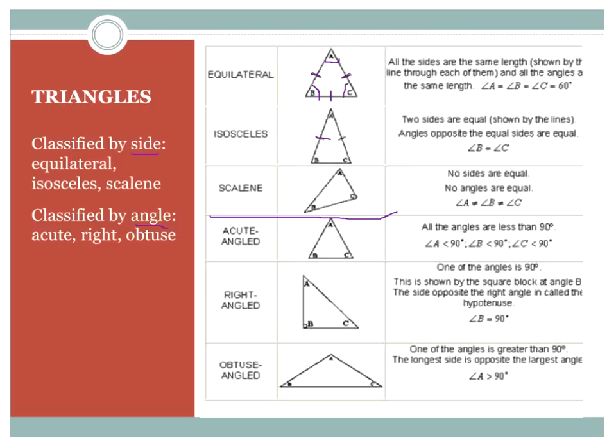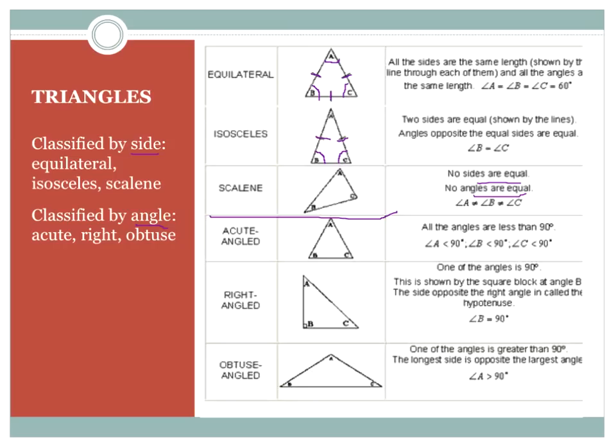Isosceles means that 2 sides are equal. Again, this is shown by the lines that these 2 sides are equal. Then opposite those 2 sides means the angles are equal. So angles B and C would be equal to each other since their opposite sides, their corresponding sides, are equal. So that's classifying it. And then our third type is scalene. Scalene means no sides are equal, meaning no angles are equal.